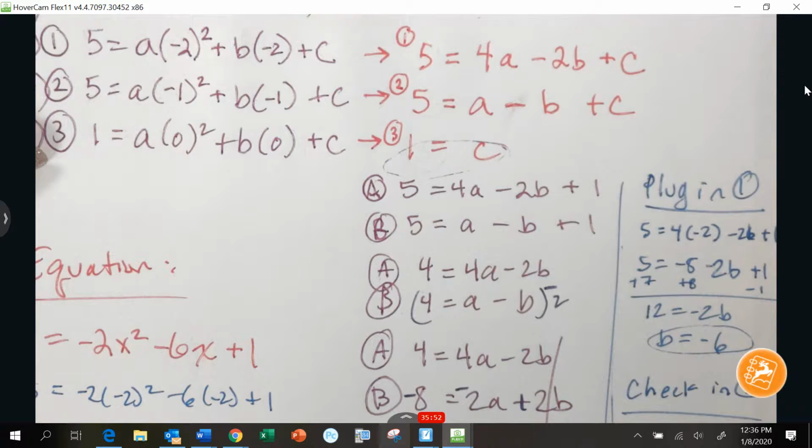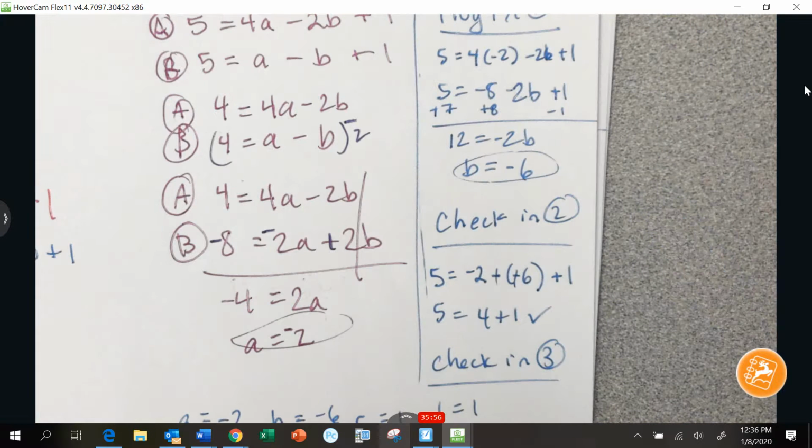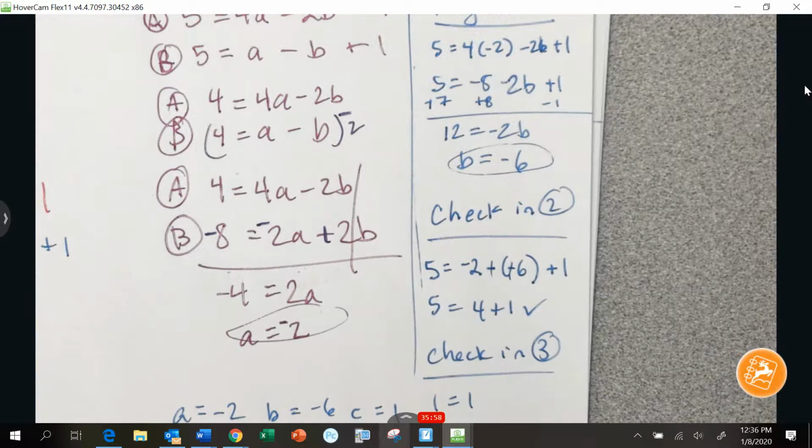Question? Could you go back to number 2? Sure. And then when you're ready to go on, we'll look at that last page.